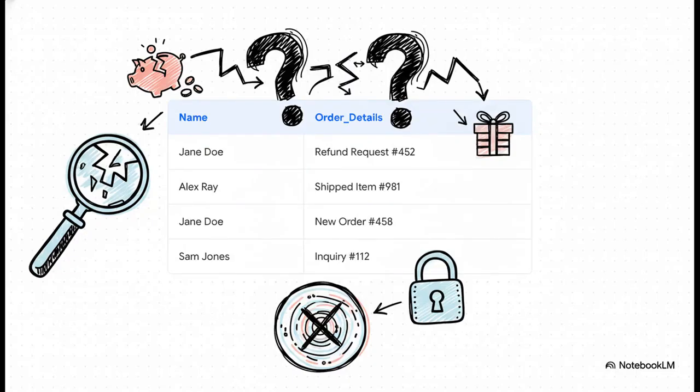And this right here is what that chaos actually looks like inside a database table. You can see we've got 2 different Jane Doe entries. But look, one is a refund request and the other is a brand new order. If you only search by name, there's no reliable way to tell them apart. I mean, that's a recipe for some really costly mistakes.